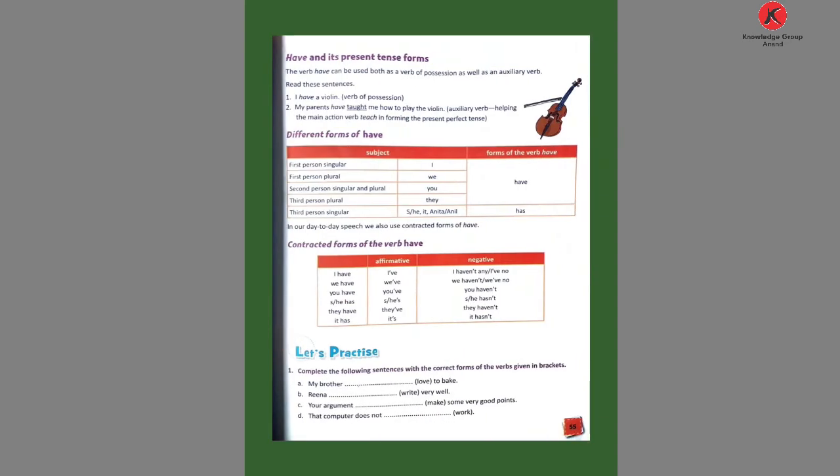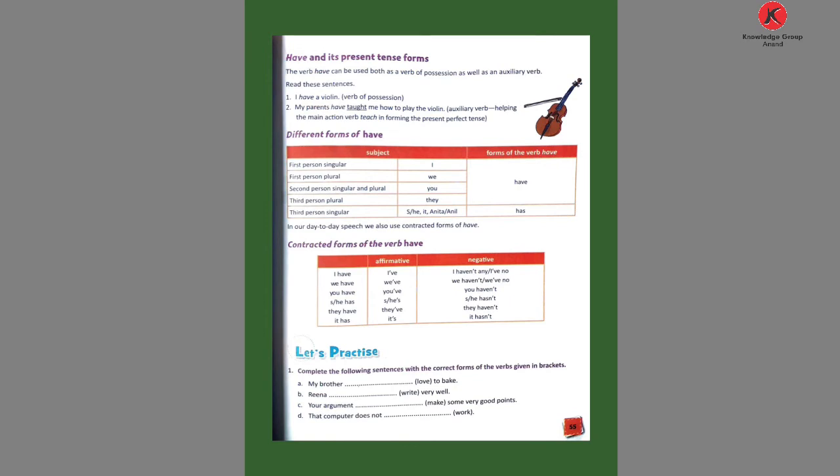Then comes have and its present tense form. The verb have can be used both as a verb of possession as well as an auxiliary verb. Possession: I have a violin, that is showing the possession. What do I have? A violin.